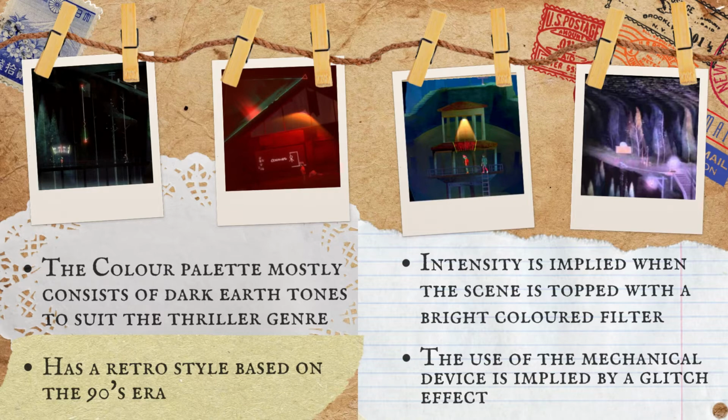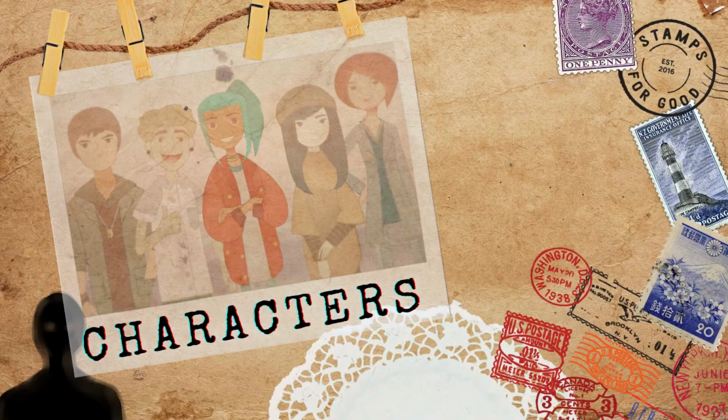It is also based on a 90s era, proven by the characters' outfits. A bright colored filter is used to add intensity to the player's perspective. An example of this is when Jonas gets possessed by the Sunken. Another effect used is a glitch to show when a mechanical device is used. And here are the characters.